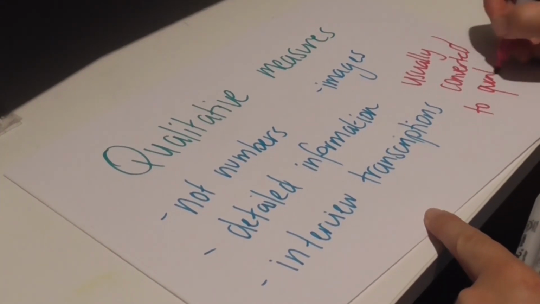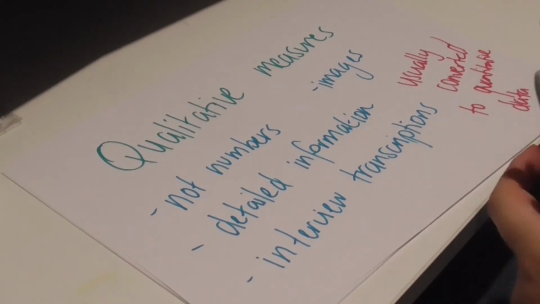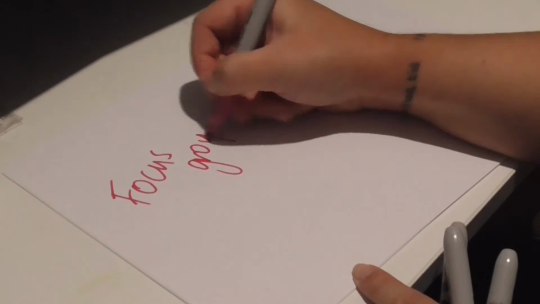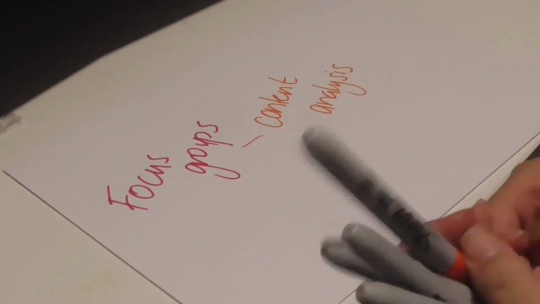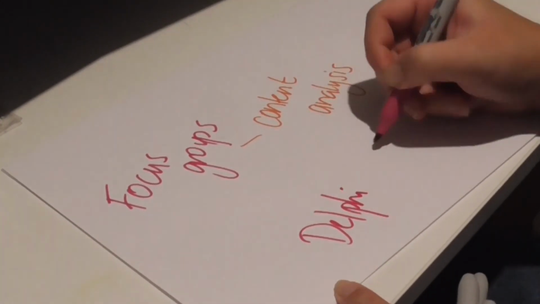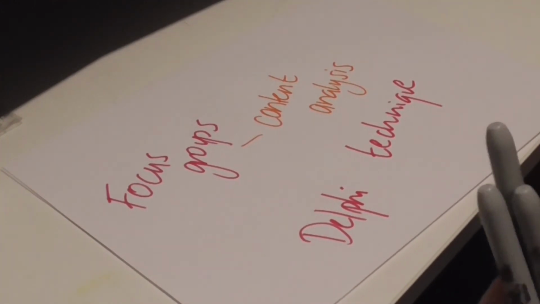In order to analyze it, it is usually converted into quantitative data in some way to make it easier to read and easier to digest. Qualitative data can be collected through a number of different ways, like focus groups, and we need to do a content analysis after that, where we go through the transcript, and then also the Delphi technique, where we survey experts.